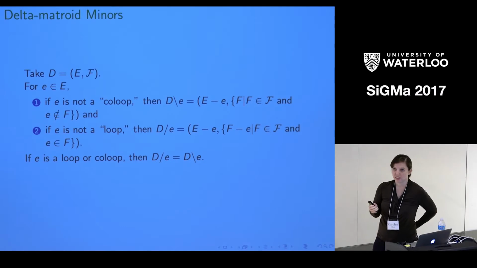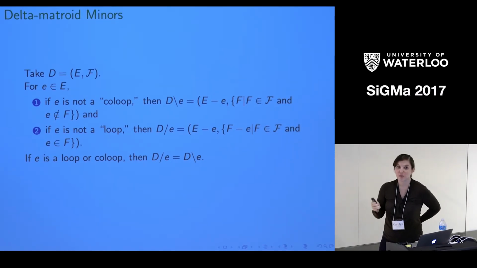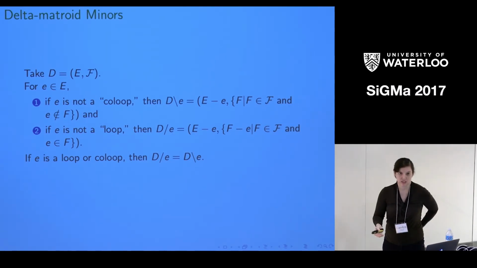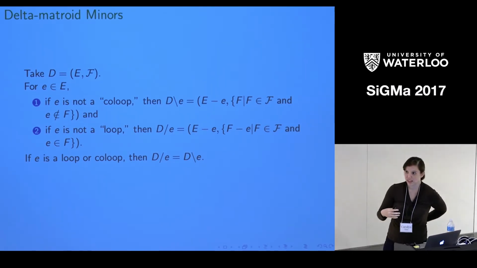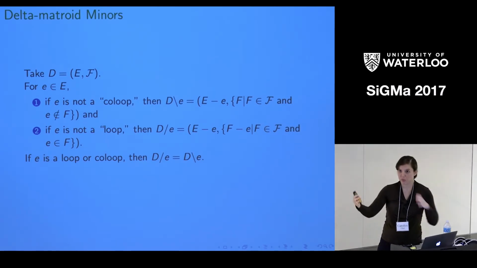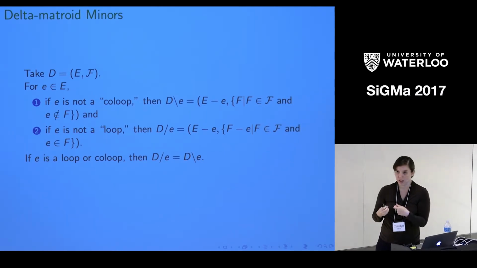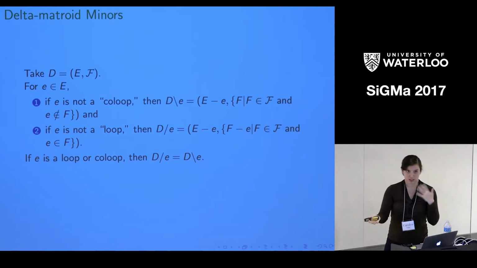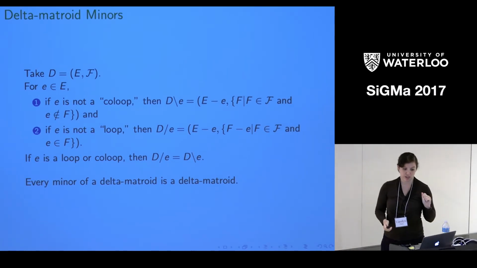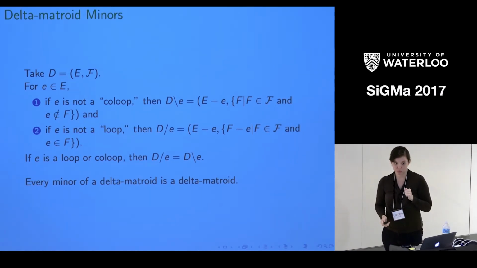Steve talked about minors. Is that correct? Yeah. Minors behave exactly as they do in matroids. When you delete an element, you remove all the feasible sets that contain it. Contraction, you remove all the sets that avoid it, and then from your remaining feasible sets, you remove your element from each of them. That's contraction. It doesn't work out if you have a loop or a coloop. In that case, you set the deletion and the contraction equal to each other, and you get your minors all well defined. And every minor of a delta-matroid is a delta-matroid.